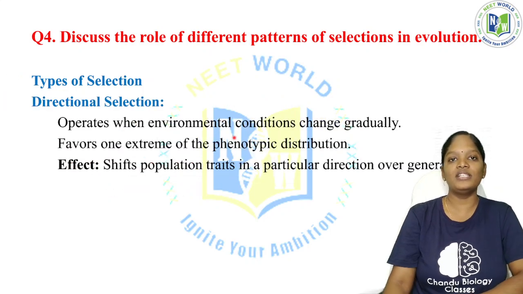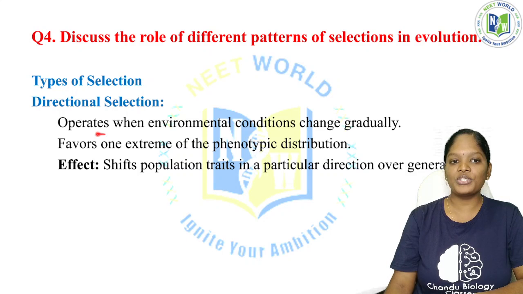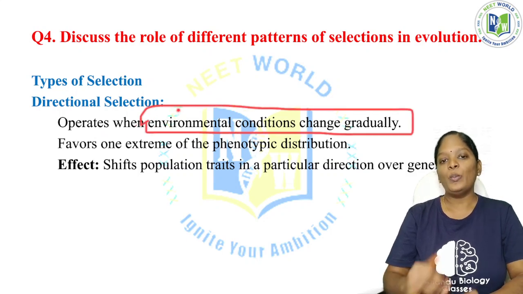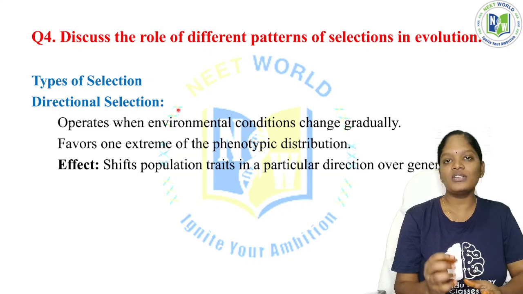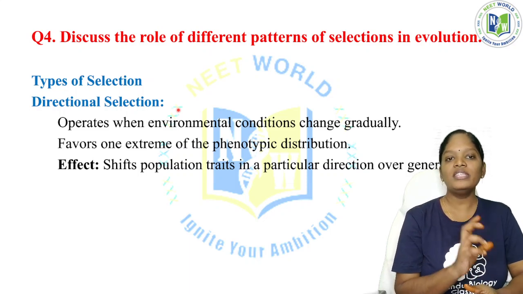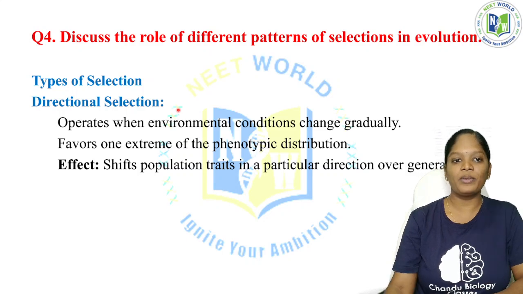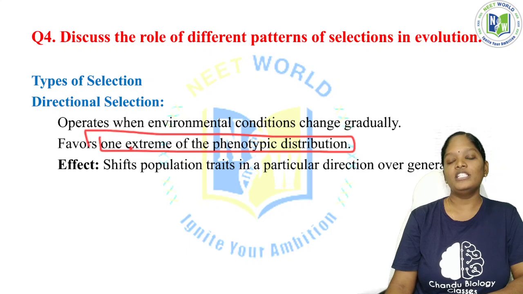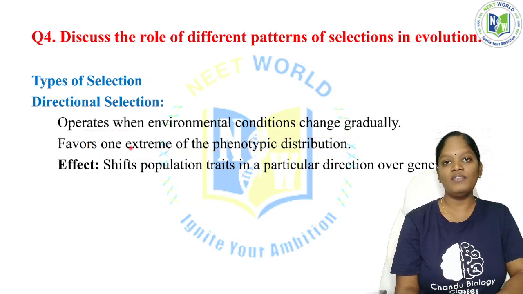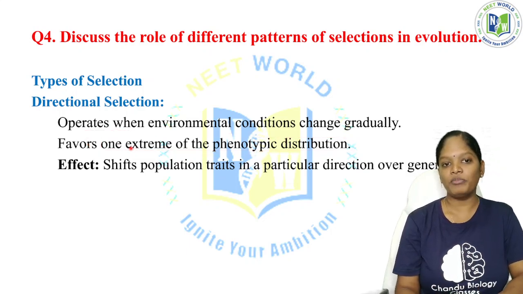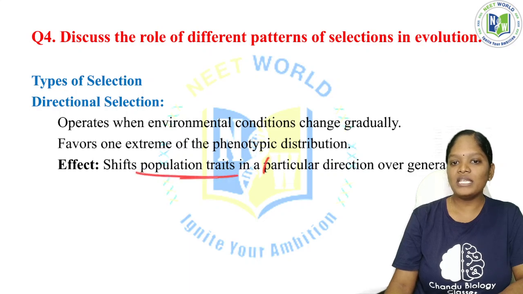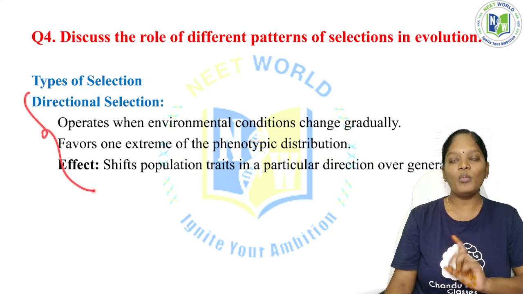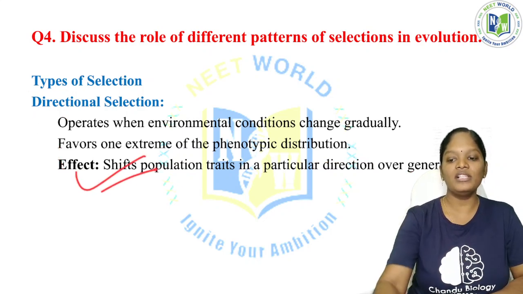Now comes directional selection. Directional selection operates when the environmental conditions change gradually, whenever the environmental conditions are changing very slowly. It favors one extreme of the phenotypic distribution: either large or small, but not both, and not the medium. It shifts the population traits in a particular direction over the generations, so it goes in only one direction. That is directional selection.